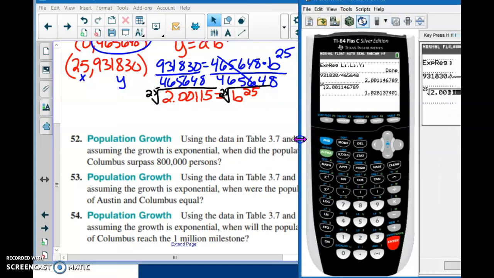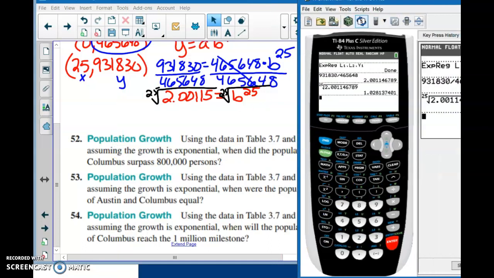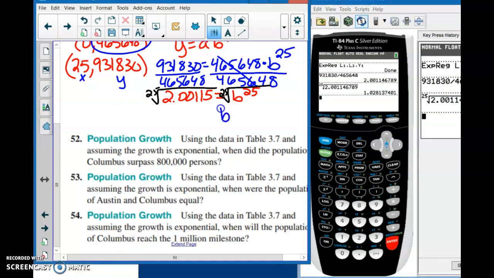All right, so fantastic. I got this crazy number. So my base is equal to 1.02814. Hopefully I did that right. And that means my function is that. Hopefully you practiced your homework so you know where to go from here.